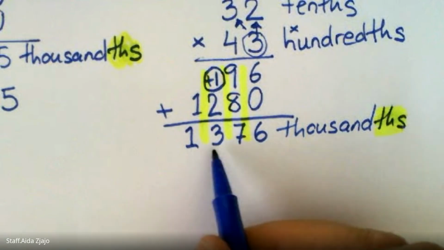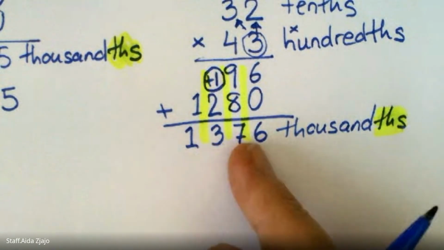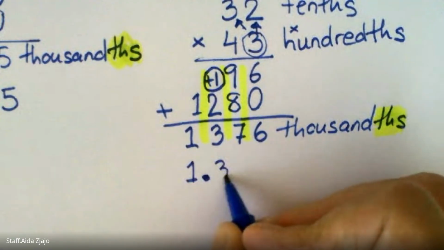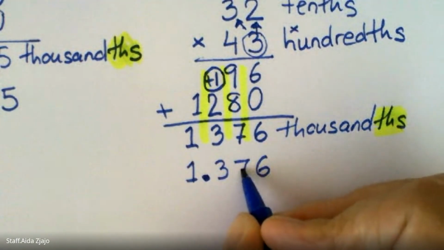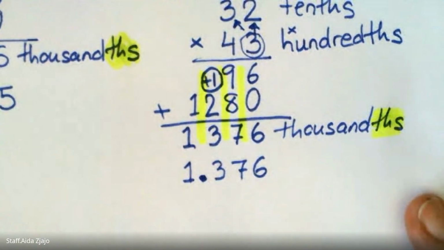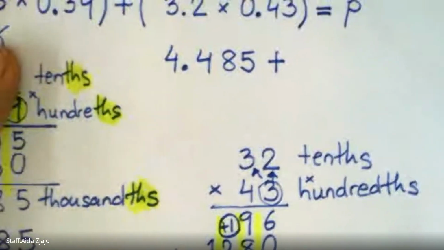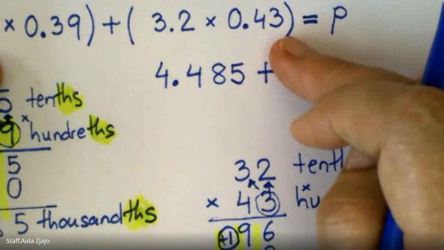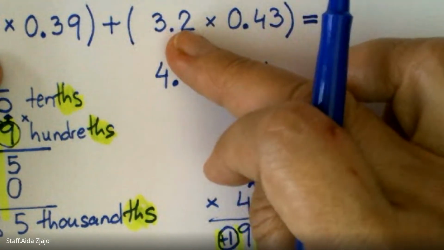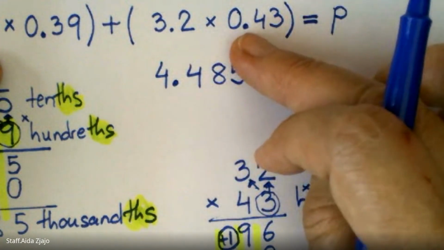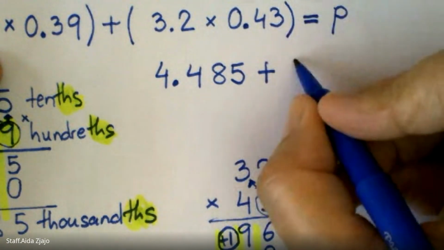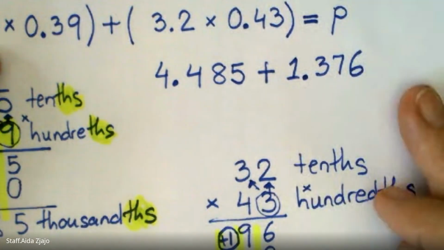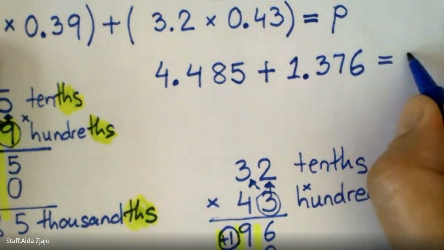Thousands represents 3 places after the decimal. So that means our answer is 1 and 376 thousandths. So with this answer, we just found what 3.2 times 0.43, or 3 and 2 tenths times 0 wholes and 43 hundredths is: 1 whole and 376 thousandths. That will equal the price.